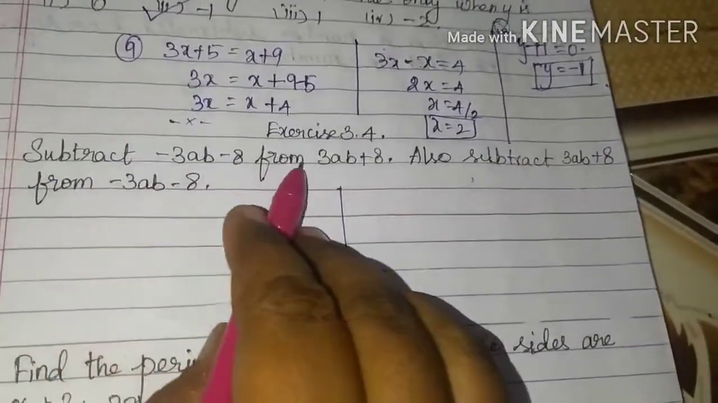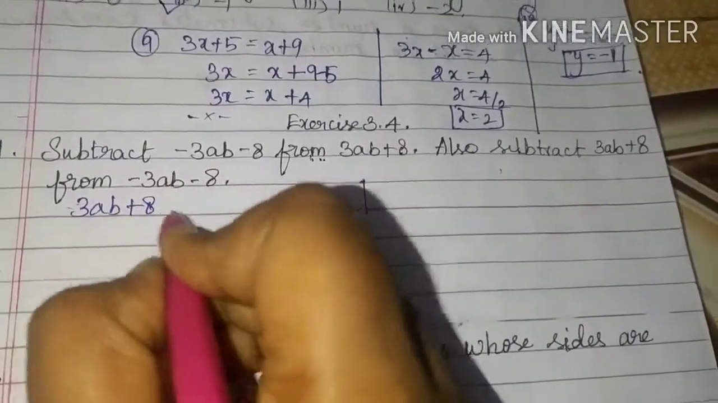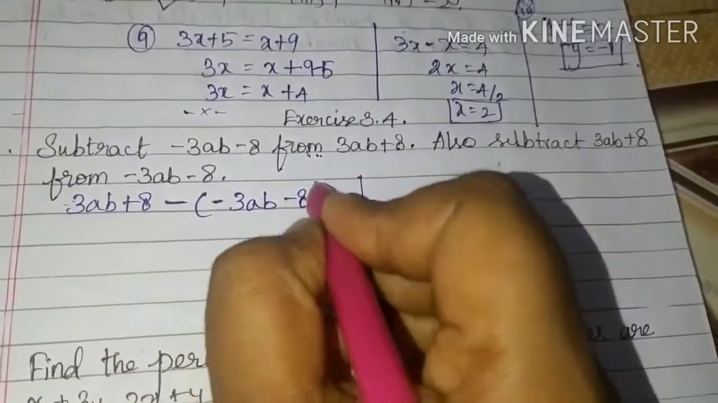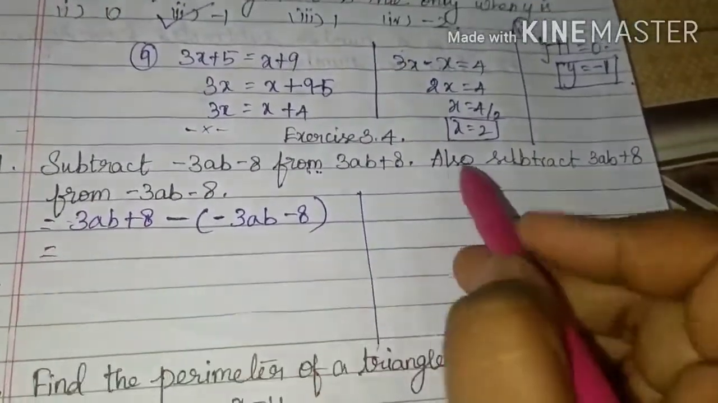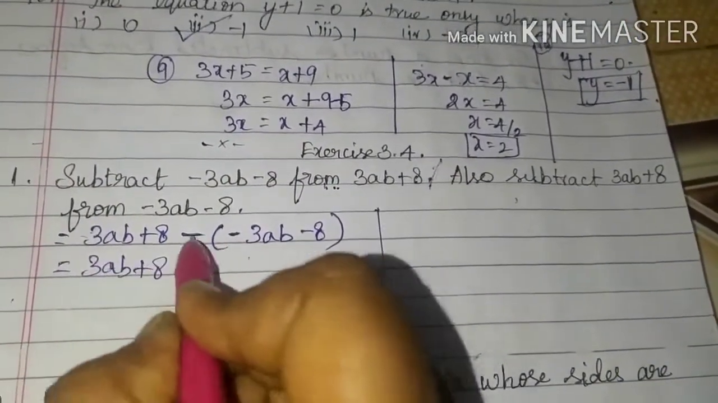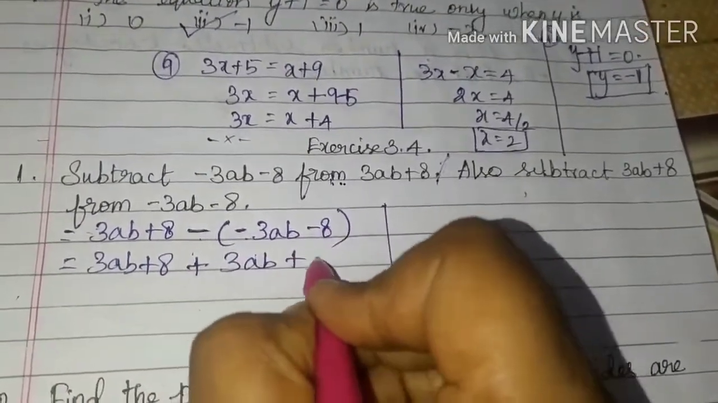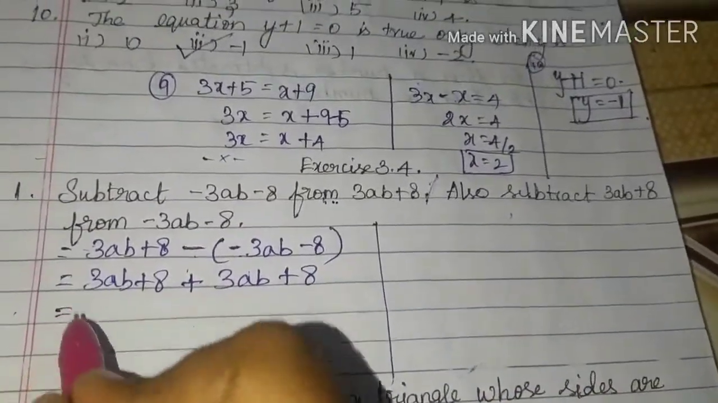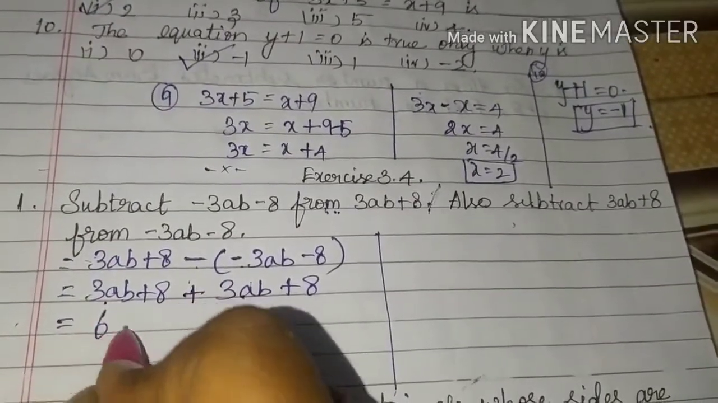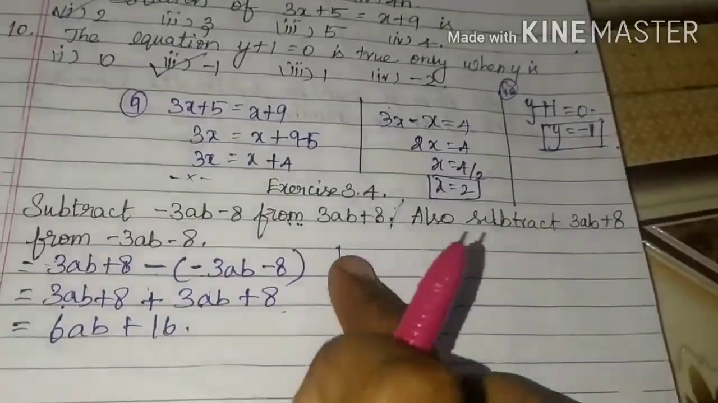Okay, first, from the given, from the right side this number is there. So 3ab plus 8, subtract the given, so that minus symbol. So minus 3ab minus 8. Okay children, I have solved up to this only here. So 3ab plus 8, minus into minus is plus, so 3ab, minus into minus is plus 8. Okay, have you clear, children? Now you just answer me: 3ab, 3ab. If I add, I will get 6ab, plus 8 is 16. Okay, this is for this question.